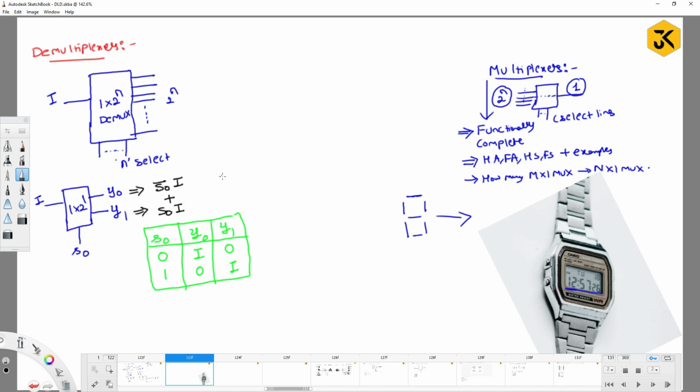How are we going to construct the circuit for this one? I am going to have one AND gate which has the input I, and one more AND gate which has the input I, and the other input is s0, which I make NOT and give to the first AND gate, and s0 will be given as usual to the other. Now I am going to get this, right? This one I can call y0, and this one I can call y1.